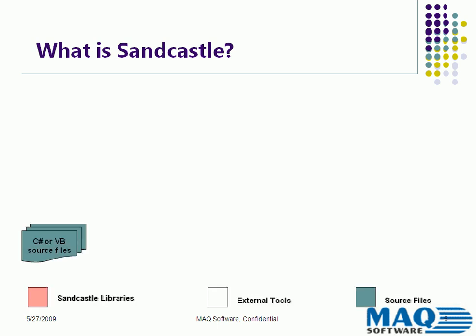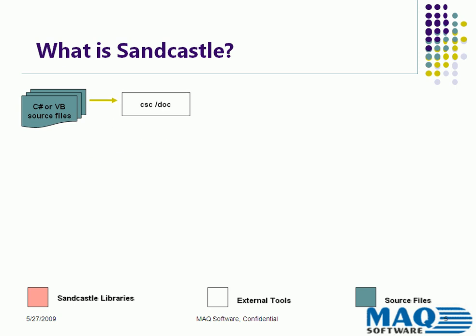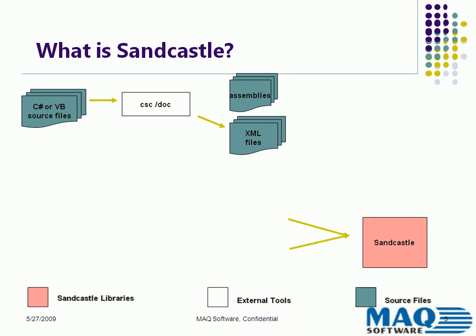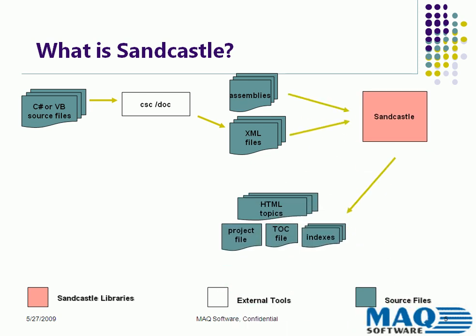In short, Sandcastle takes C# or VB or any .NET managed assemblies and the corresponding XML files as input, uses its Sandcastle libraries to compile all the documentation and generate either an HTML output or a help file of .chm extension, which is similar to MSDN.